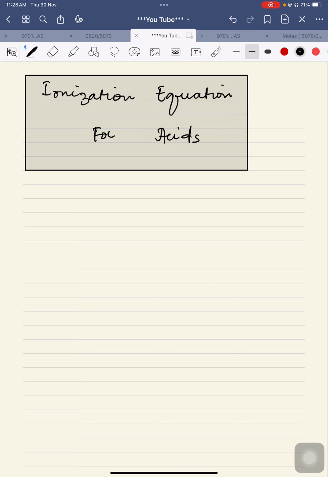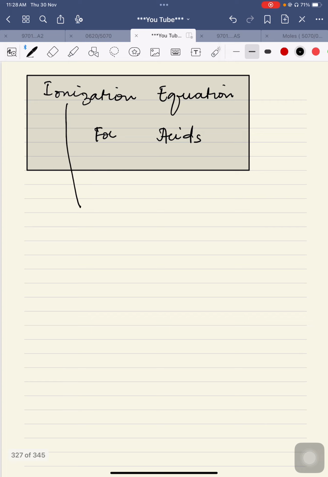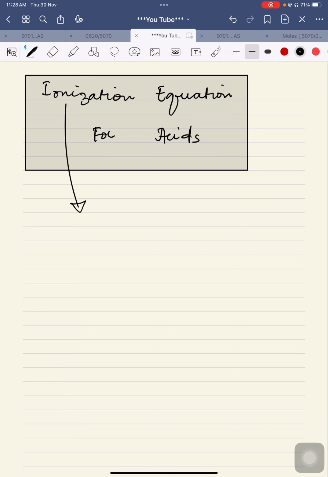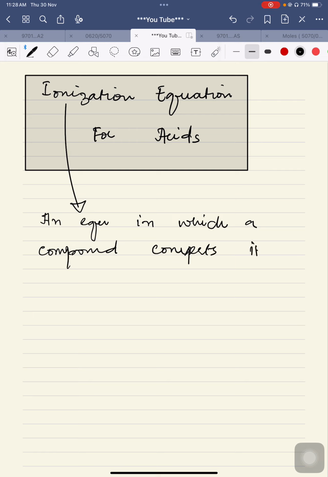So right now we can ask: what is an ionization equation? First of all, one should know what an ionization equation is. It is an equation in which a compound converts itself into its ions. That is called an ionization equation. So right now we are writing the ionization equations of acids.